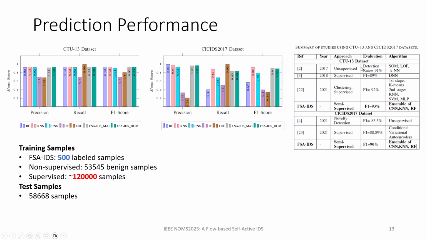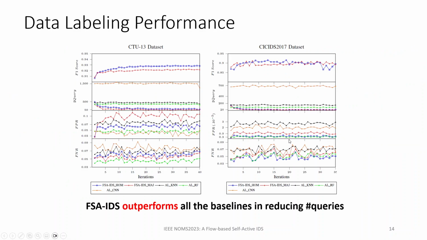We also compare our metrics with some recent work on the same datasets. For example, in CTU13 we got 93, which is more than the rest, and in CIC-IDS we got 90%, so in comparison we outperformed the other similar works.